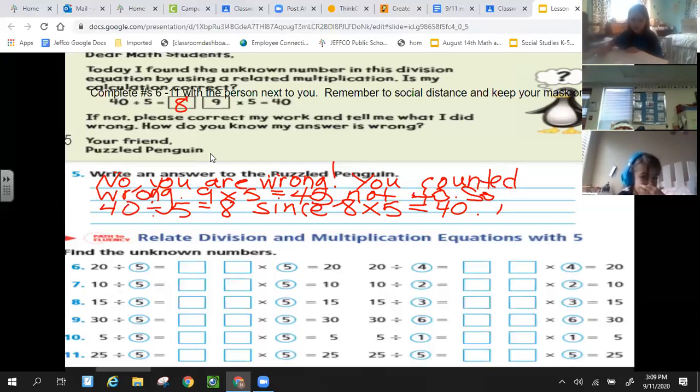Okay, so we are going to try a couple of these, and then I want to see if you can do these on your own or carefully share with the neighbor, but not too close. But as long as your mask is on, you should be okay.